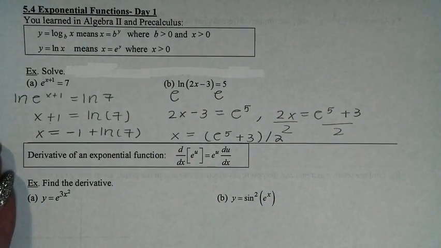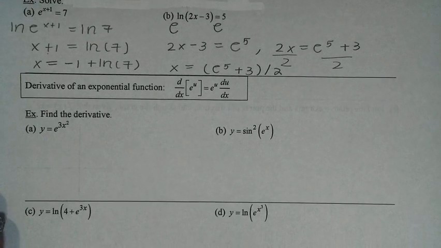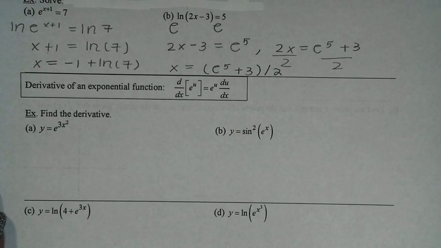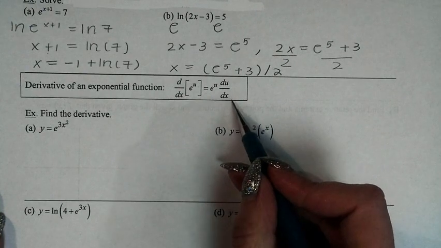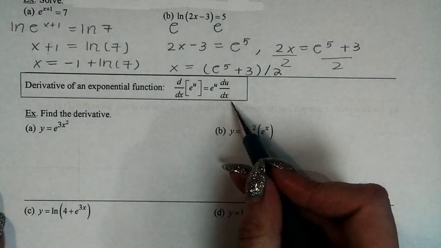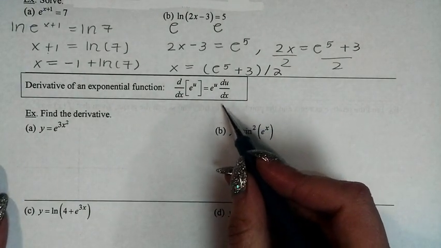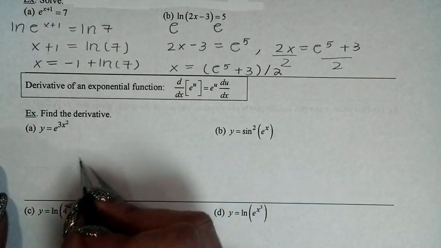Okay, so let's move on to calculus. What we know in calculus is that the derivative of the exponential function, d dx of e to the u, is going to be equal to e to the u du dx. What this means is pretty much that we're using the chain rule. Okay, so it's pretty straightforward. You are going to see it in this example.